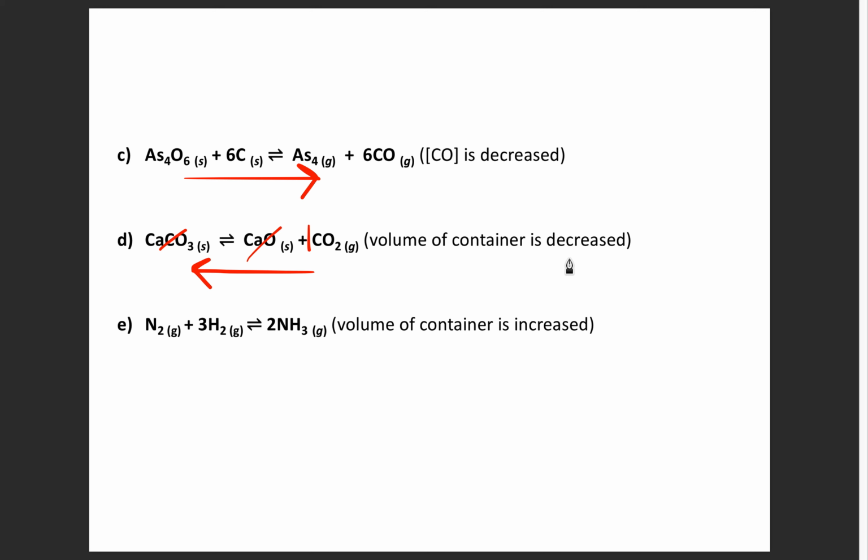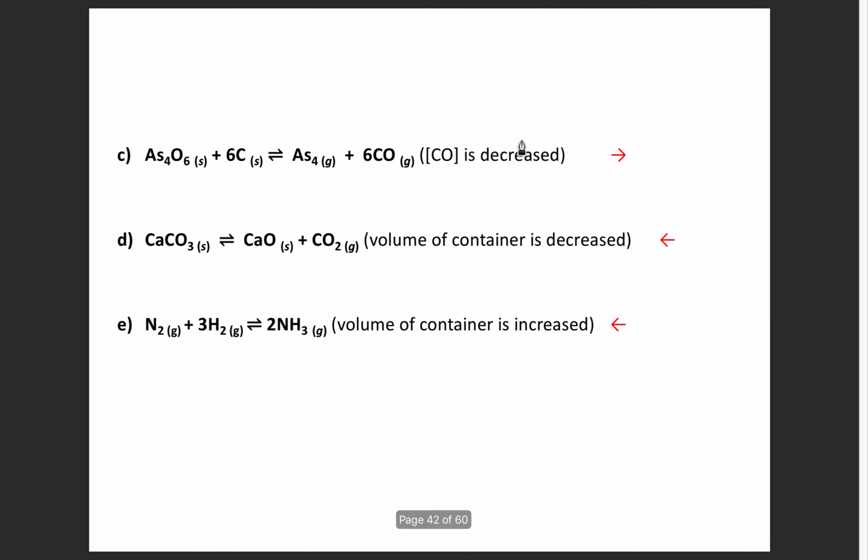And then, of course, the opposite would be true. So if we increase the volume of the container, as in E over here, then you're going to shift to the location where there are more gas molecules. So we have an invisible 1 here, we have our 3 here. So there's 4 total. And here we have 2. So 2 is less than 4, 4 is greater than 2. Because we're increasing the volume, it's going to shift left to where there are more gas molecules because we're doing the opposite versus what we did over here. We're increasing the volume.